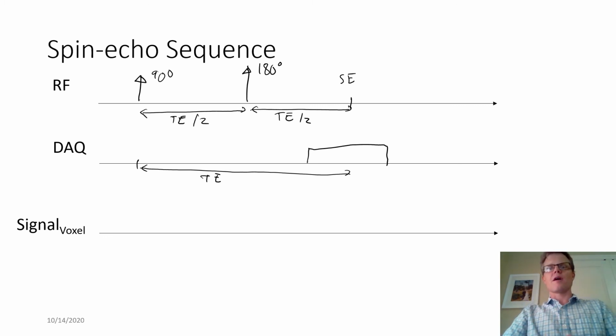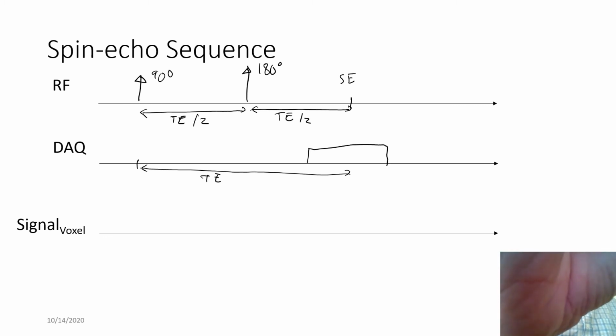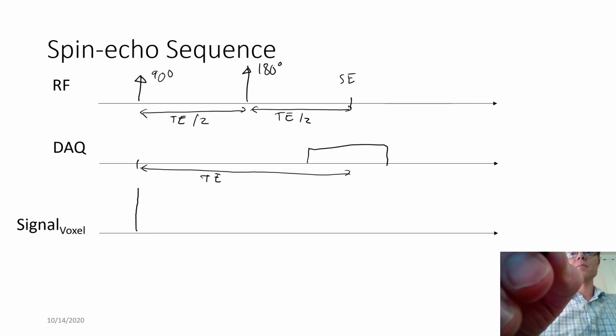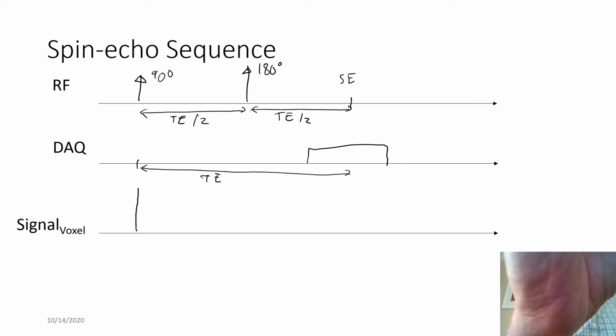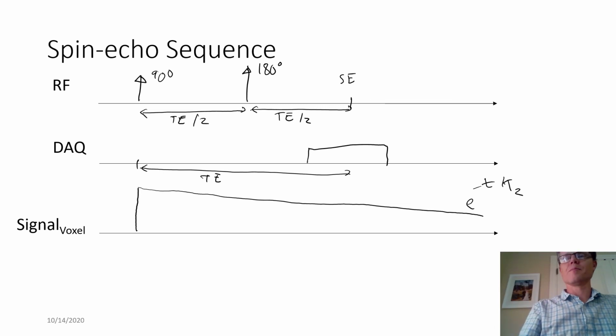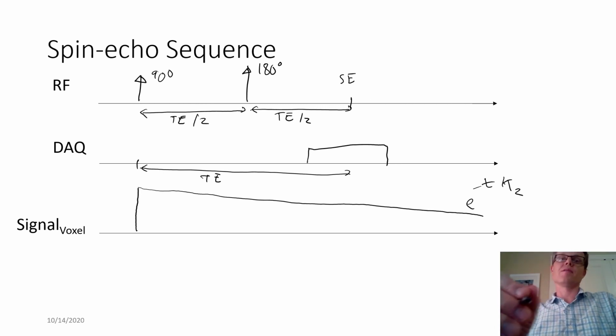And then often you'll see a spin echo drawn like this for the signal of the voxel, where the 90-degree pulse creates some excitation. And now, if there was no T2 star, this would be what the signal would look like, with just T2 decay. If there's no T2 star, our spin echo doesn't make a difference.